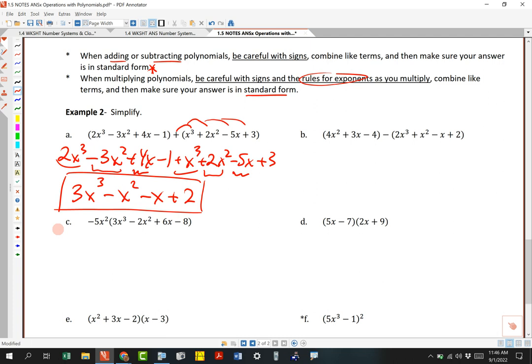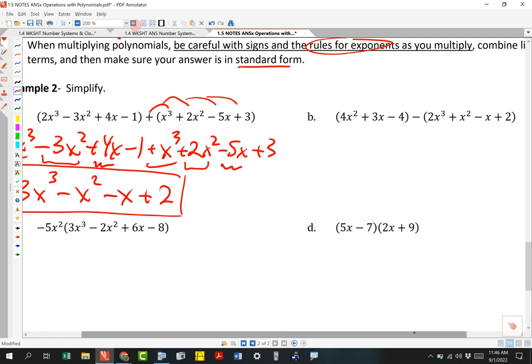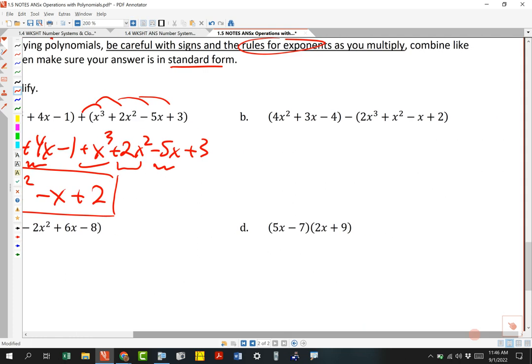Okay, subtraction is a little bit different, so I'm going to blow this up just a tad. Here's what I like to do.